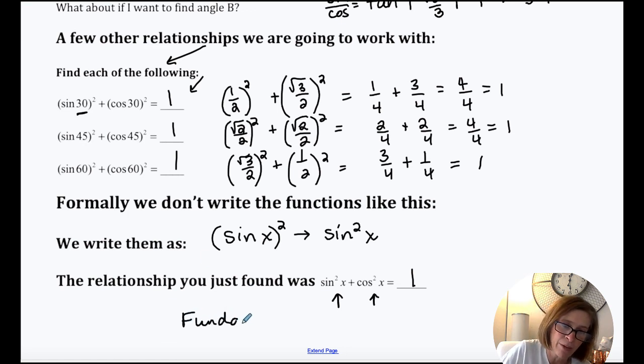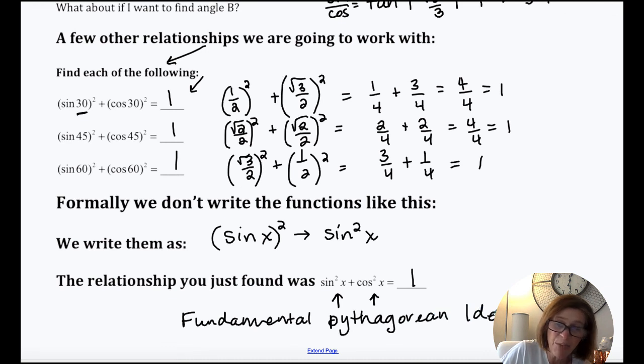The fundamental Pythagorean identity. And I guess if we're really thinking about it, anything that's fundamental, we should make sure we have in our toolbox, okay, in that brain.